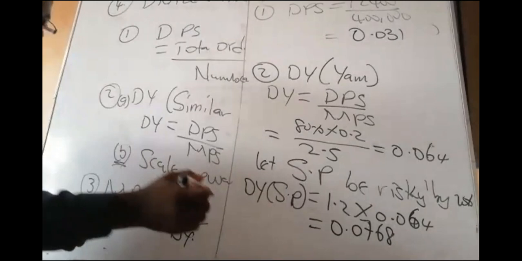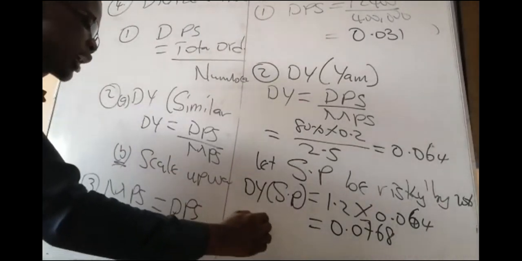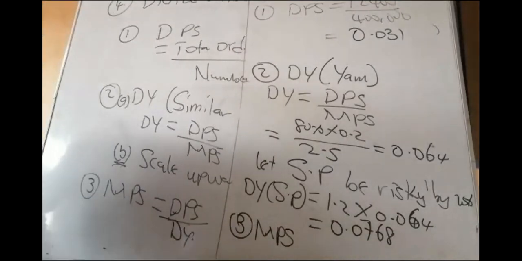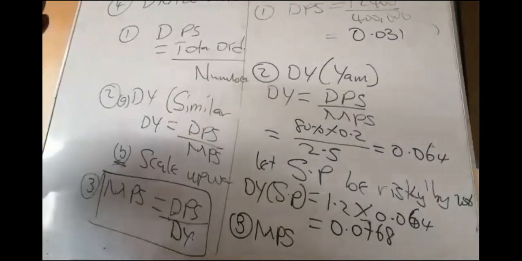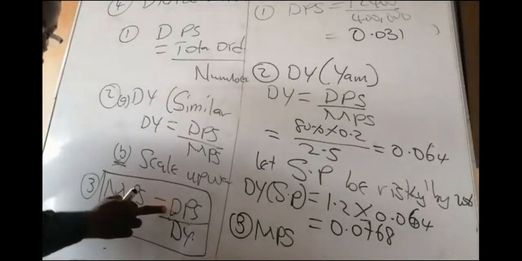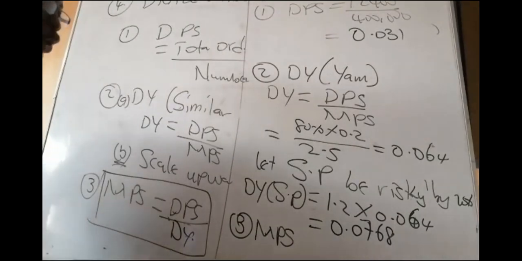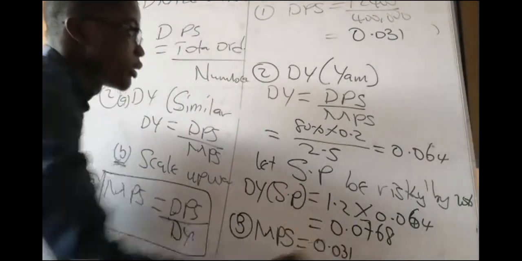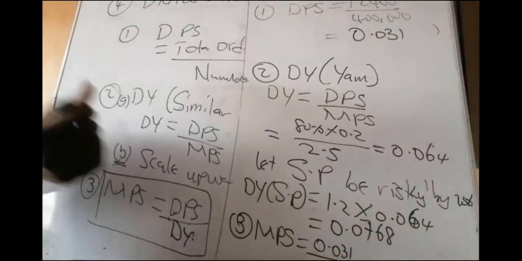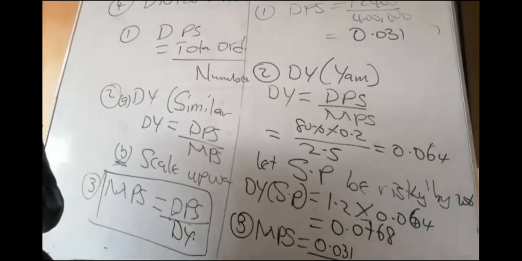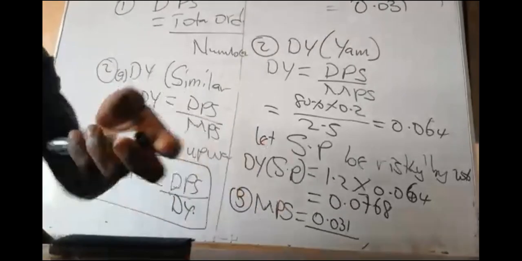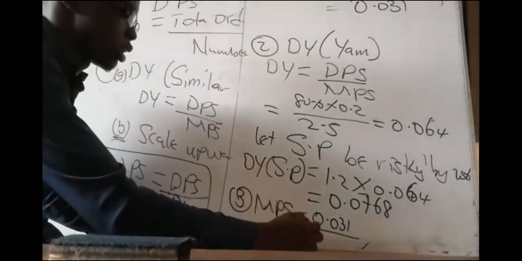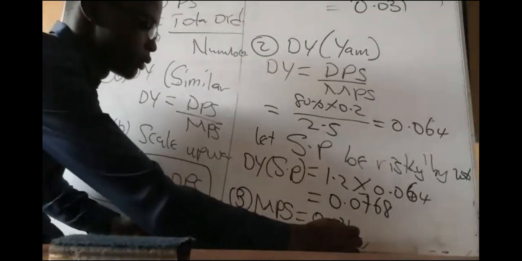Okay, so step 3 is the market price per share. I wanted to quote the formula, but I don't have space. So the formula is this one: dividend per share, which is step 1, divided by dividend yield, which is step 2. So it's equal to 0.031 divided by 0.0768. We are done.